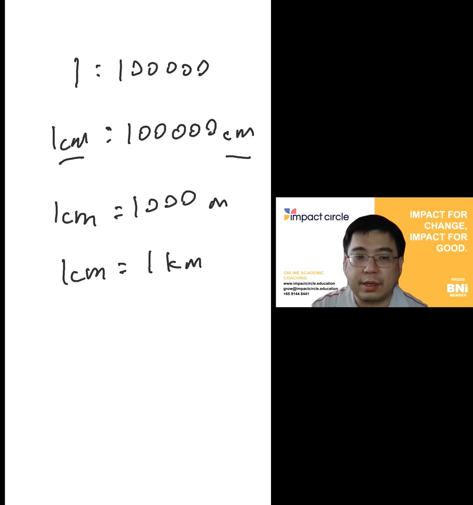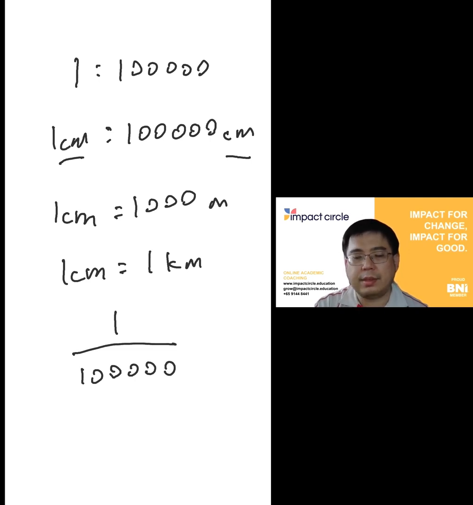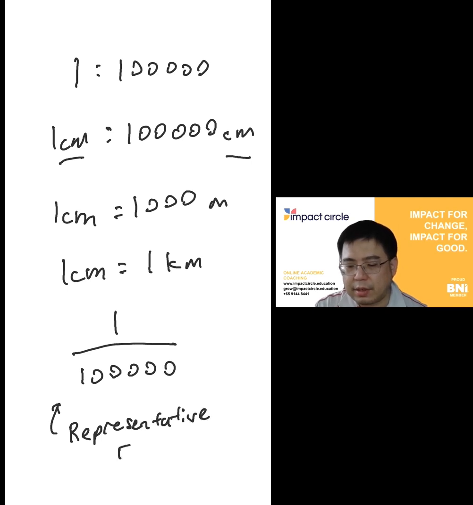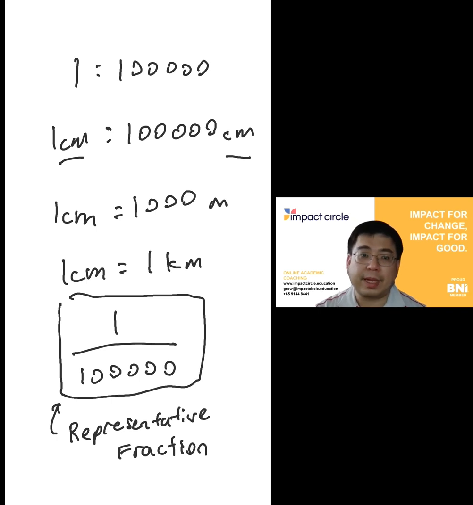This scale can also be written in the form of a fraction. For example, 1 over 100,000. And this format is actually called the representative fraction. So if the question asks you for the representative fraction, please give your scale in a fraction format like this. But it actually means the same thing.